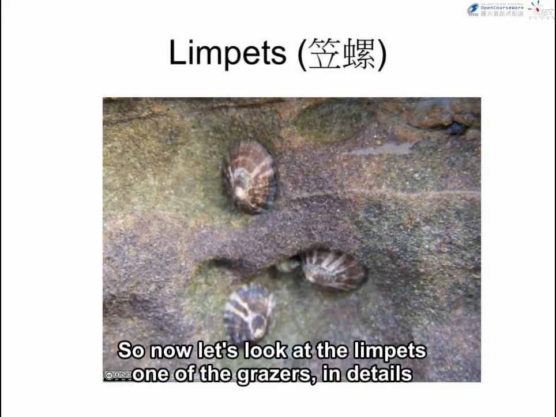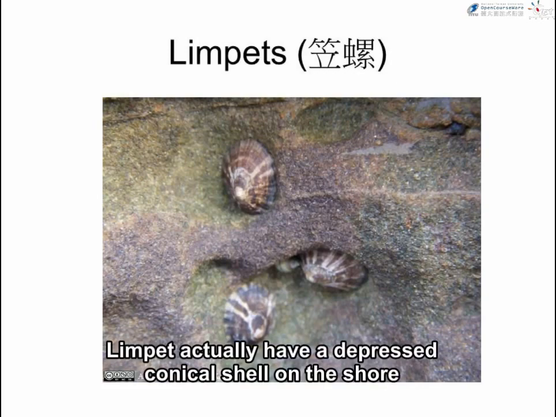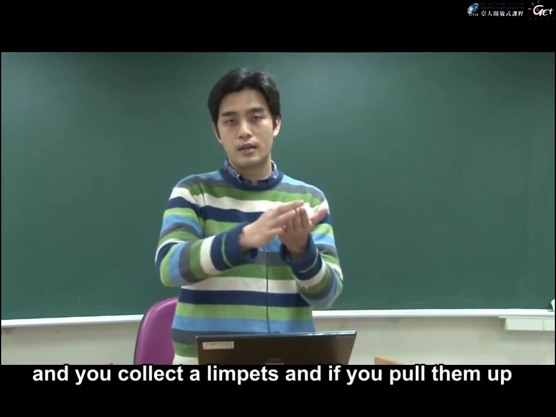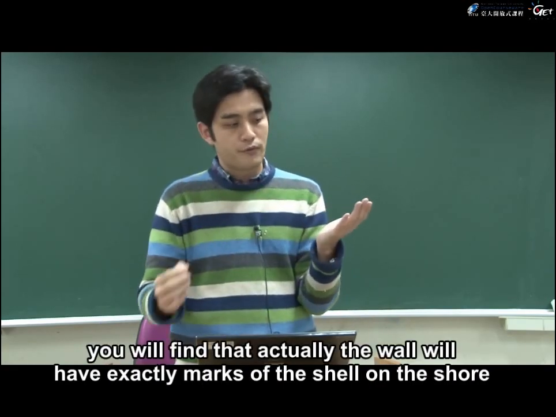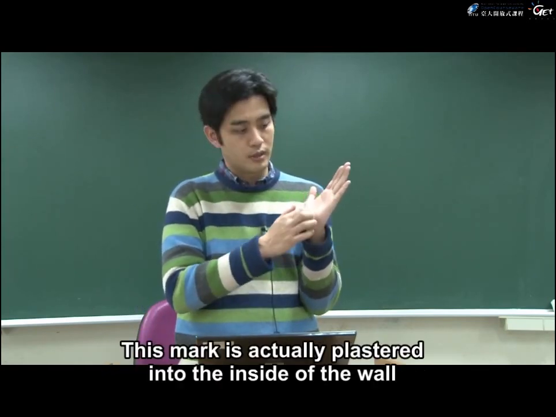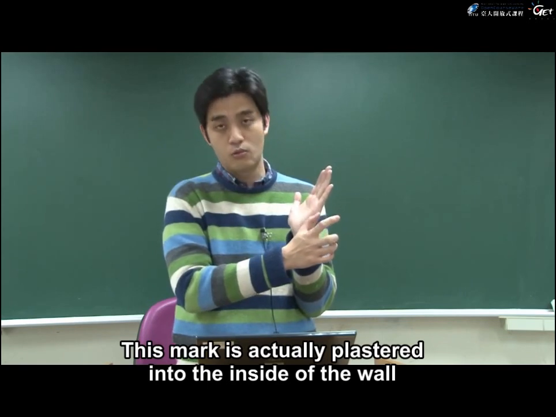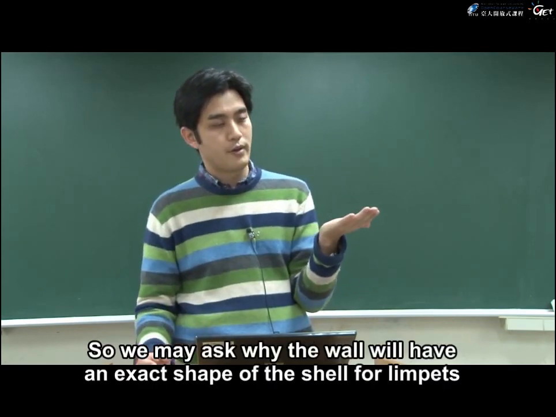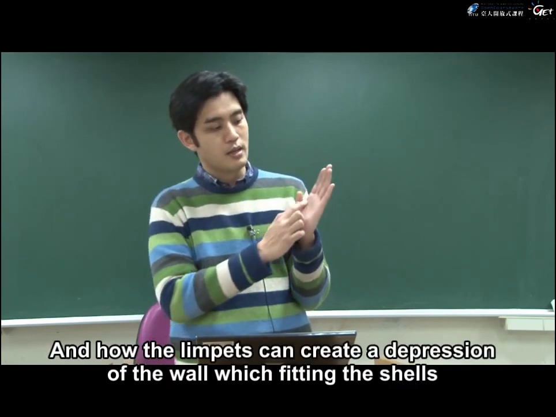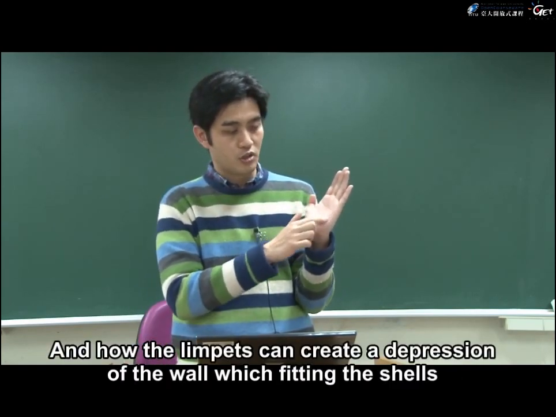So now let's look at the limpet, one of the grazers, in detail. Limpets have a depressed conical shell on the shore. Some species are quite interesting because if you go to the northeast coast and collect a limpet and pull it up, you will find that the rock has exact marks of the shell, depressed into the rock. So we ask why the rock has the exact shape of the limpet's shell, and how the limpet can create a depression in the rock which fits the shell.